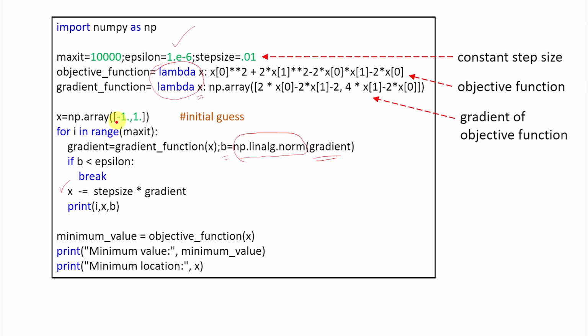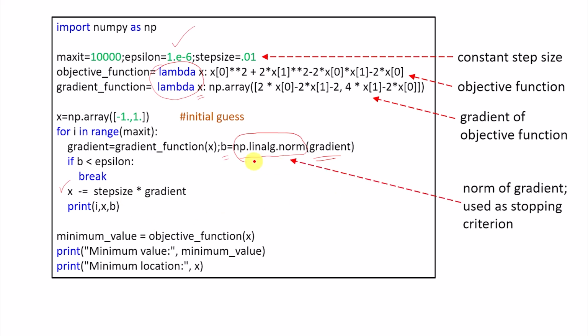And if it is not, then we have to calculate a new value of x. I have started with this, but now I am calculating a new value. That would be x minus this step size, which is a constant here, multiplied by this gradient. So this negative gradient is the descent direction and step size is the amount of descent we are taking. Then we can print the results, etc.